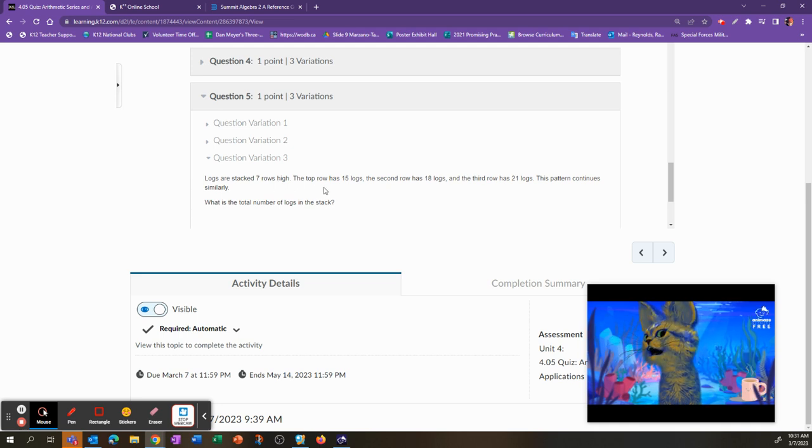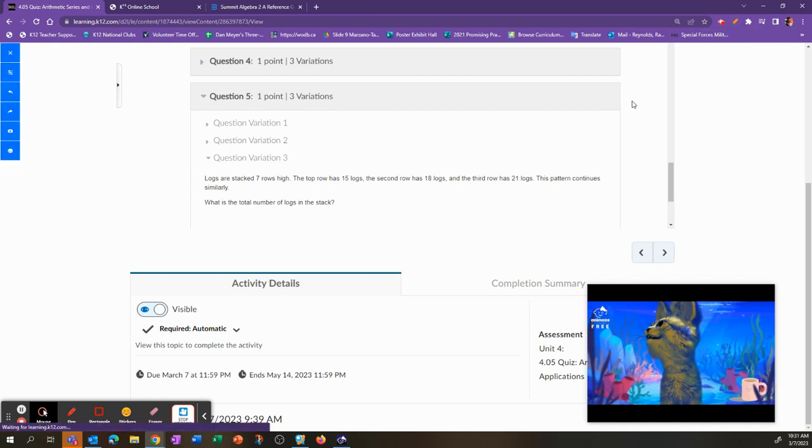All right. Logs are stacked 7 rows high. The top row has 15 logs, then 18 logs, then 20, and the third row 21 logs. Okay, this pattern continues similarly. Well, perfect. You could draw a picture if you wanted to, to help you understand. Now, we know that the common difference is what? Increasing 15 to 18 to 21, 3, right?